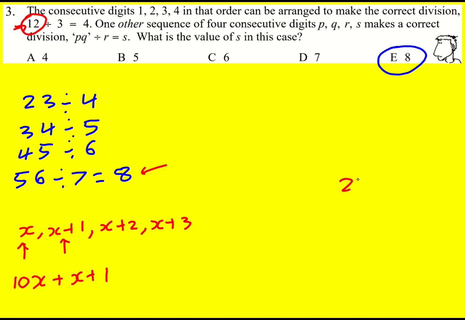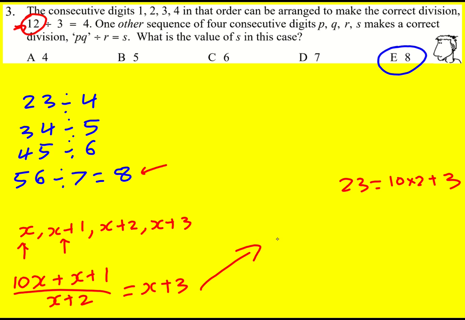Another way to explain this is to say that 23 is 10 lots of 2 plus 3. So that's where I'm getting this from here. And if I divide that by this x plus 2, I'm going to get x plus 3. And of course, this is complicated, but it's also going to get me the answer without just trying things out.